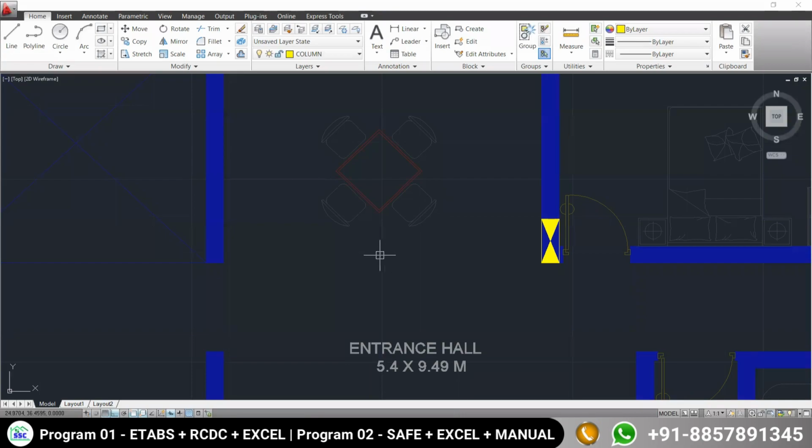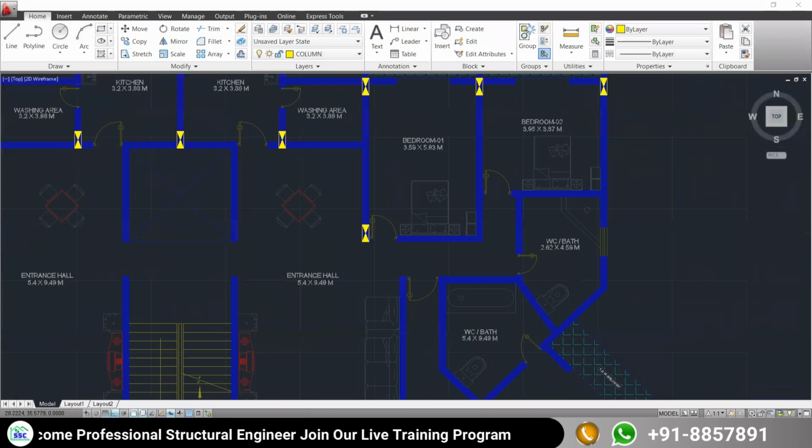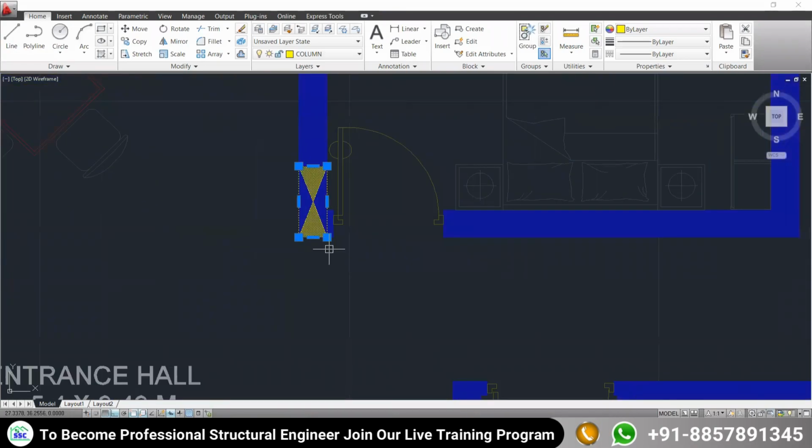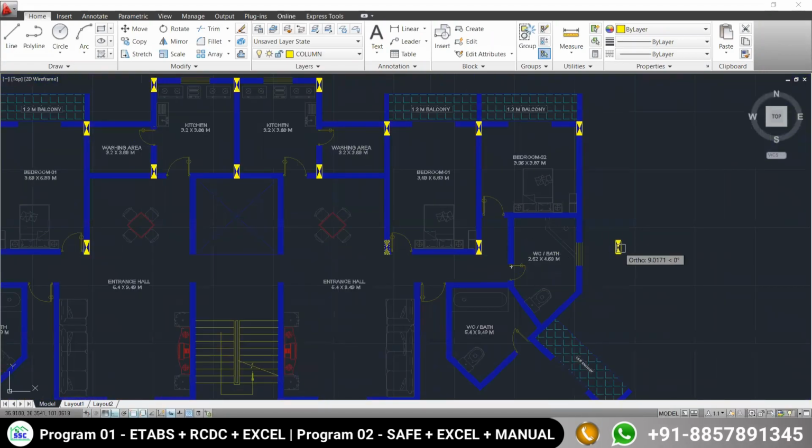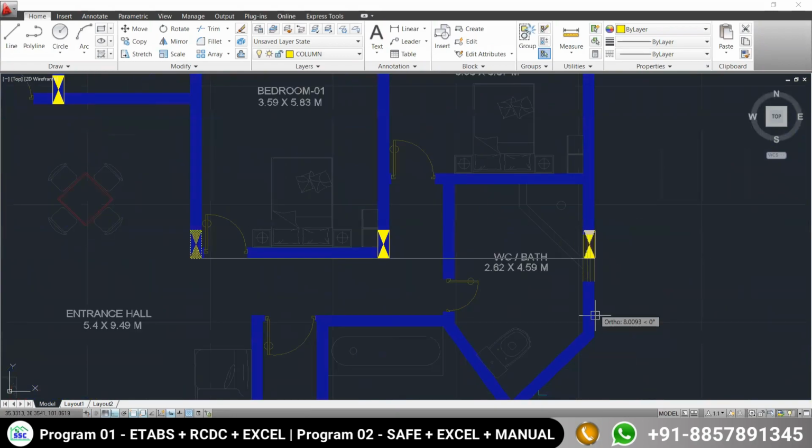Okay, so next, I'm going to take the column here. Take this copy from here to here. This is done, and the same situation we have to face here. So as I told you, sorry.